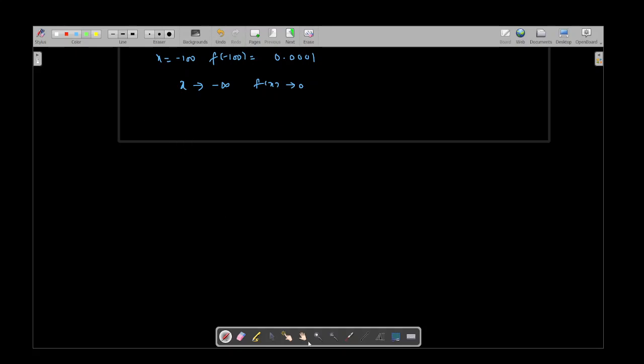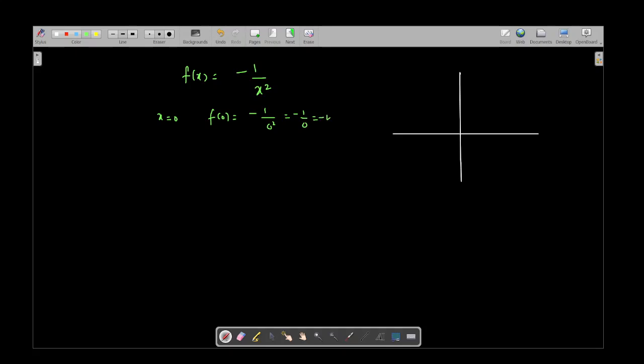f of x is equal to minus 1 by x square. Let us see how it looks. So let us try to draw this as well. Start with x is equal to 0. I'll get f of 0 is equal to minus 1 by 0 square, which is minus 1 over 0, which is minus infinity. So at 0, we have a very large value on the negative side, minus infinity.